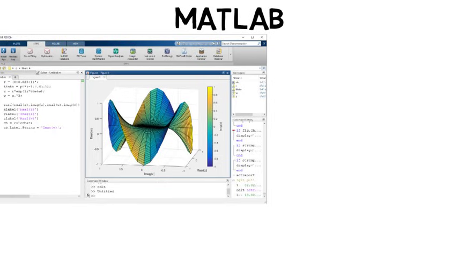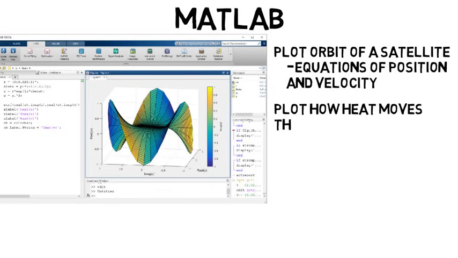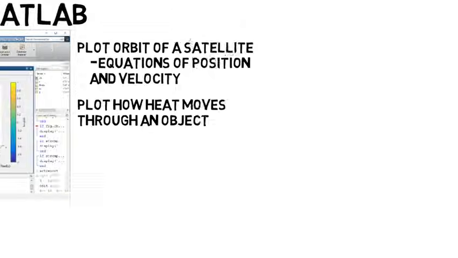As an aerospace engineer, you could plot the orbit of a satellite and have the program determine the equations of position and velocity over time. As a mechanical engineer, you could plot how heat moves through an object over time, given two different temperatures at each end of it.